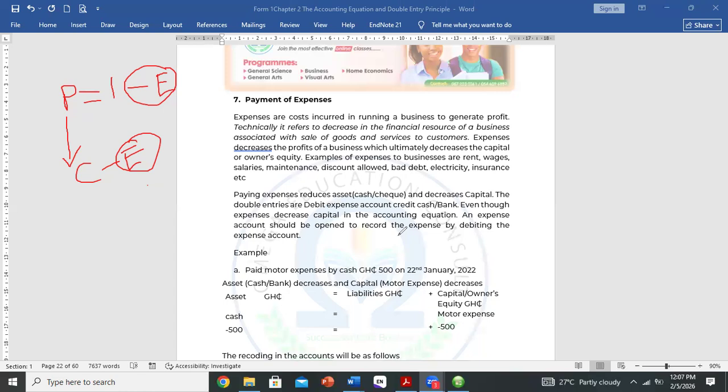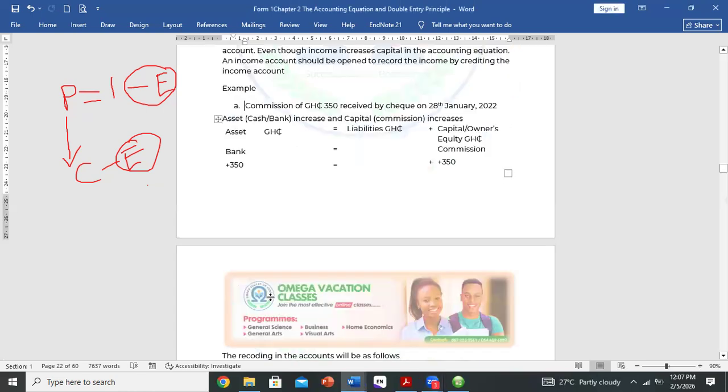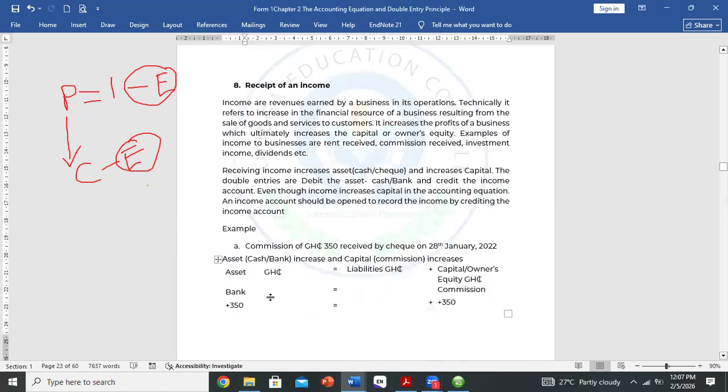Okay. So I think that settles it for the expense. The opposite is receipt of income, right? When you receive income, your capital would increase. And the income that you are receiving may be in the form of cash or check. So the asset cash or bank would also increase. So here there will be an increase in capital and an increase in asset. I think from this analysis, you are now okay that income would increase capital.